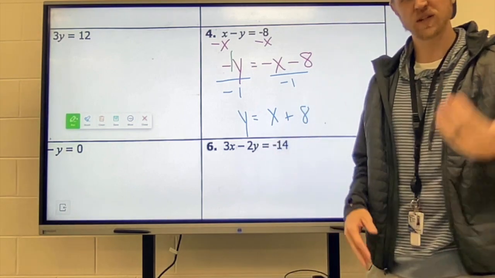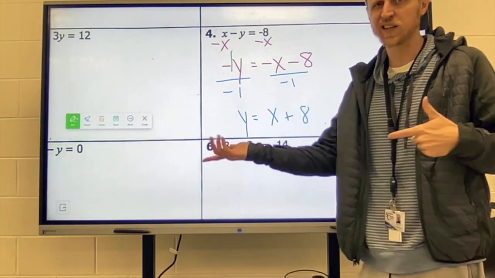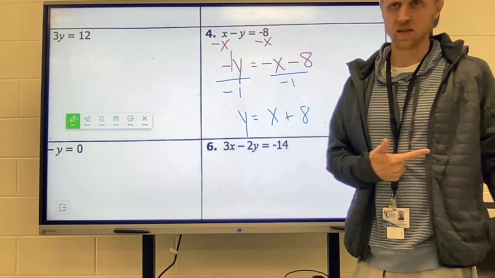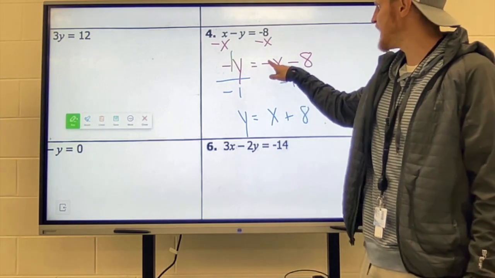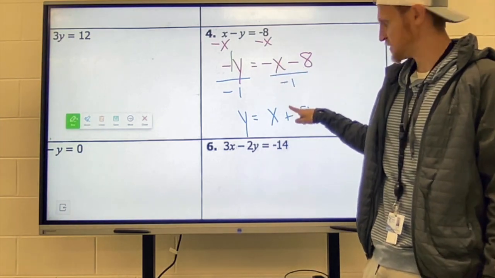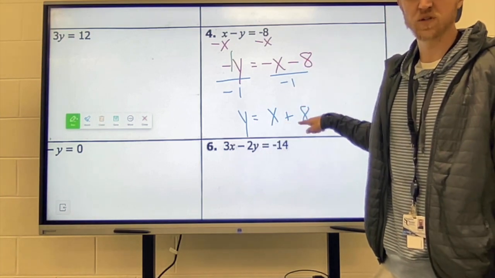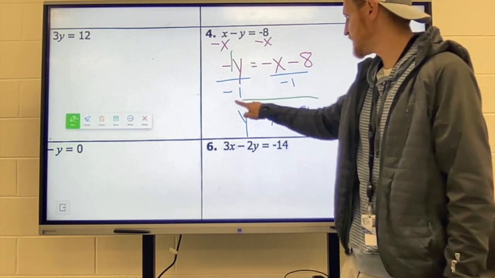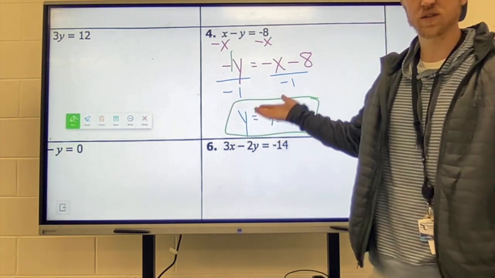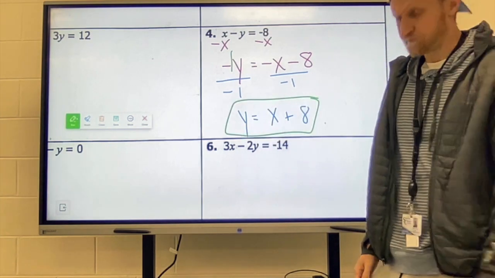When I do so, dividing by -1 doesn't change any of the numbers, it just changes their signs. So we go from a -x divided by -1, which is a positive x, and we go from a -8 divided by -1, which is a positive 8. So there's my final answer, and hopefully that's yours too. Go ahead and fix it if you need to.